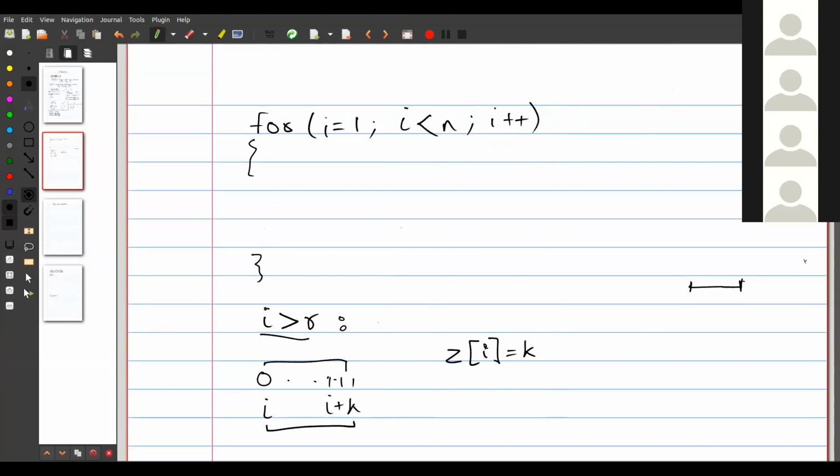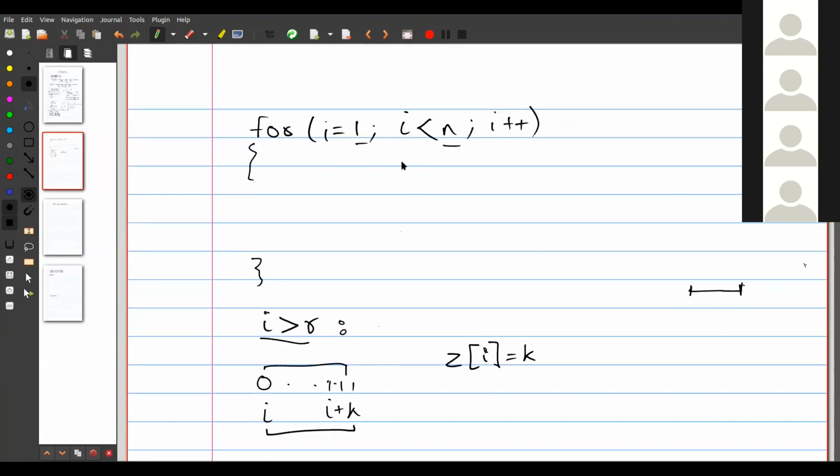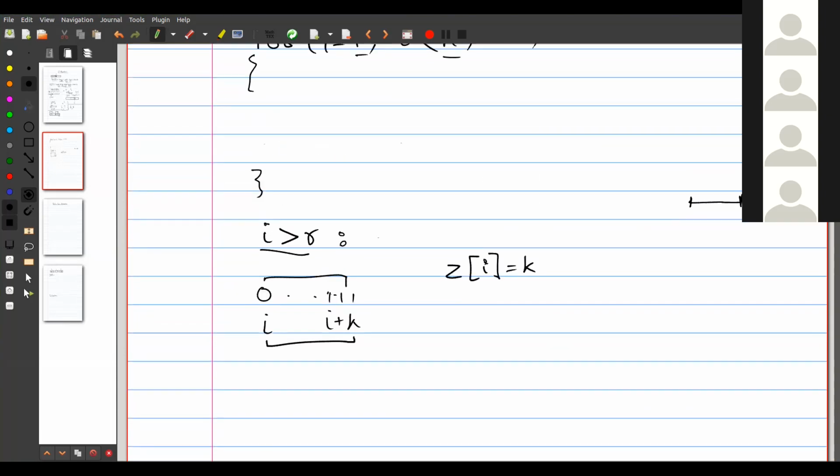So I guess you've understood till L to R. Now, what I will do is I will iterate from 1 to N. So I have my original outer loop. So here I iterate from 1 to N, and I am faced with two cases. At every step, either I can have I is greater than R, which means that I went beyond my discovered area.